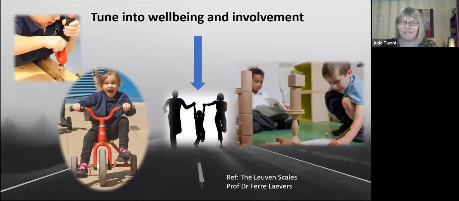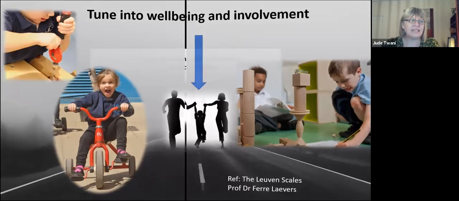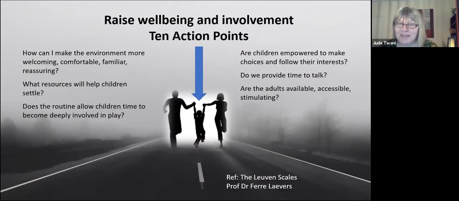And here's some images from my own school with the tongue sticking out, with the joy of being on that bike, with the focus and the concentration of using those tools. So have a look at those Leuven scales, particularly at times of transition. My old line manager in the local authority did her doctorate on transitions and used the Leuven scales as part of that exploration. And the 10 action points, some of you will be attending that workshop and looking at it.